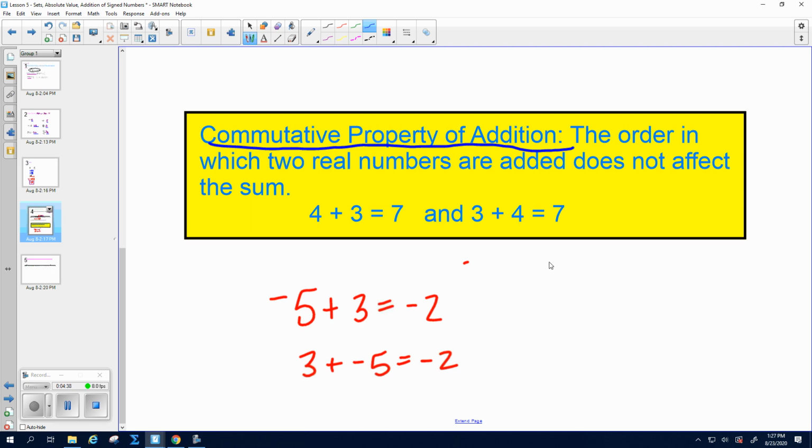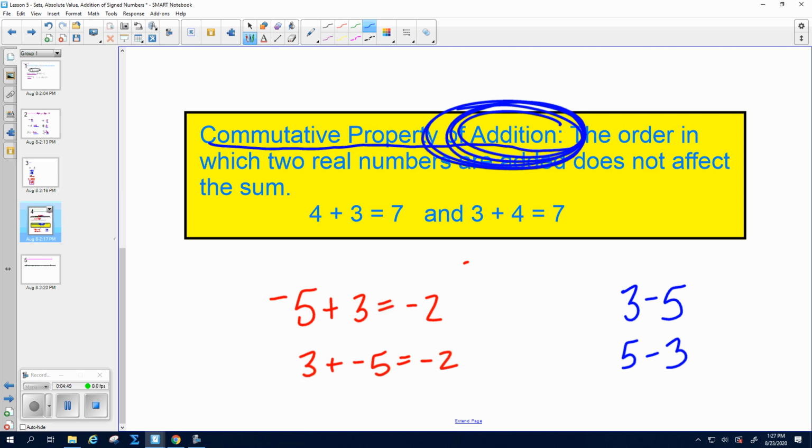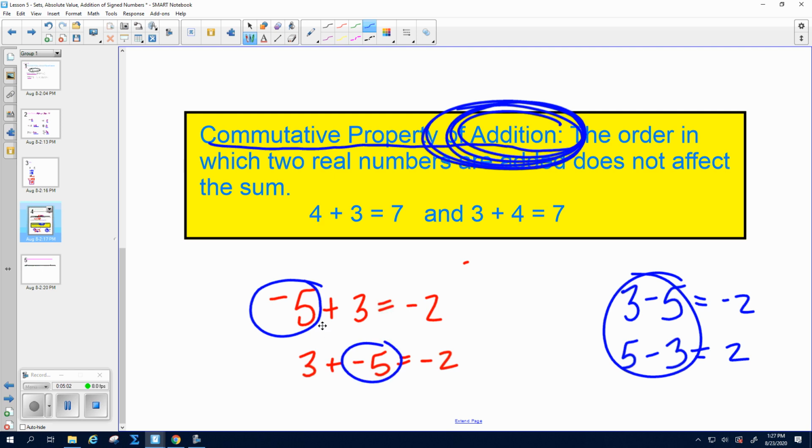When does this not work? Probably with subtraction. What if I have 3 minus 5 and 5 minus 3? What's 3 minus 5? -2. What's 5 minus 3? +2. So can I switch it like that with the subtraction sign? No. I can only switch it if I'm adding and I keep these values the same. So that's called the commutative property of addition. The order does not affect the sum.